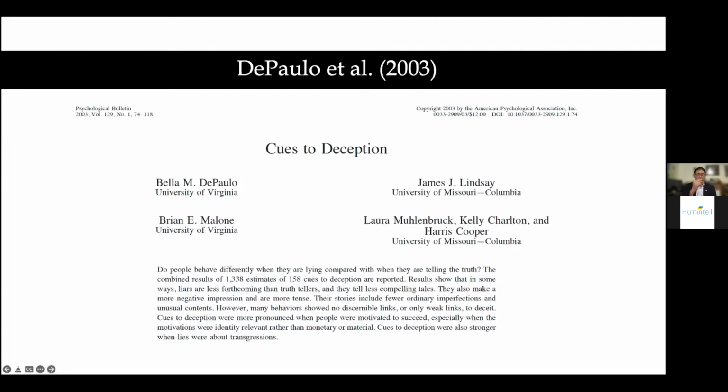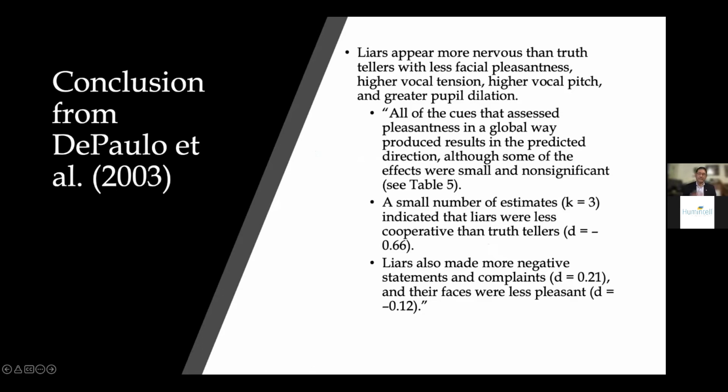One of the conclusions from this meta-analysis was that liars, despite the wealth of evidence, it was really interesting because the conclusions were not as strong or pervasive with regard to behavioral indicators as one would think. They concluded that liars appear more nervous than truth tellers with less facial pleasantness, higher vocal tension, higher vocal pitch, and greater pupil dilation. So those were the cues that they found sufficient evidence for across all of the studies.